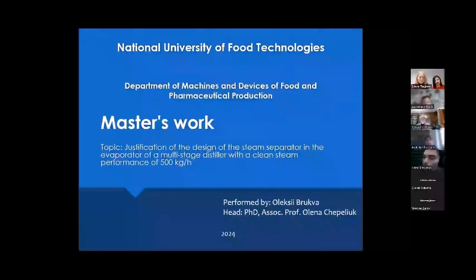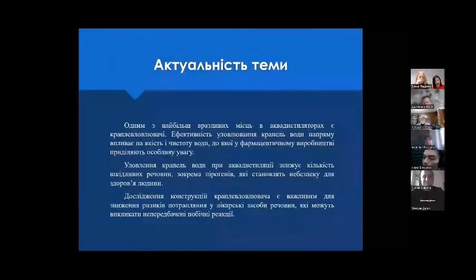I'll start with actuality. One of the most vulnerable places in aqua distillers are drop catchers. The efficiency of capturing water drops is important in pharmaceutical production. The capture of water drops during aqua distillation reduces the amount of harmful substances, including pyrogens, which pose a danger to human health. The study of drop catcher designs is important to reduce the risk of getting substances into medicines that can cause unexpected side reactions.